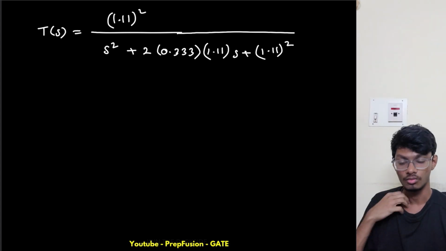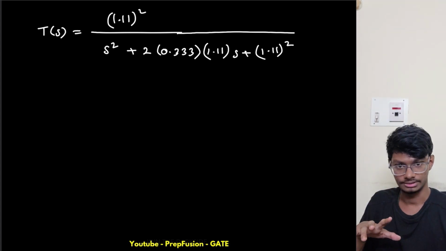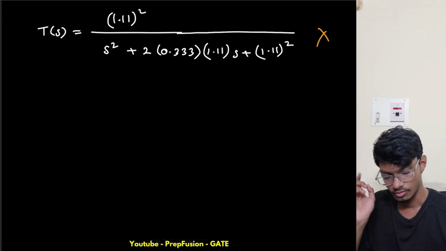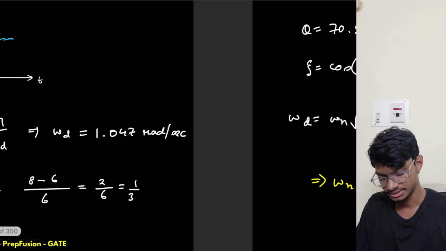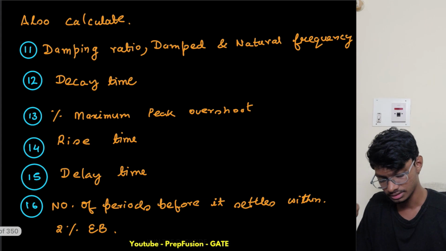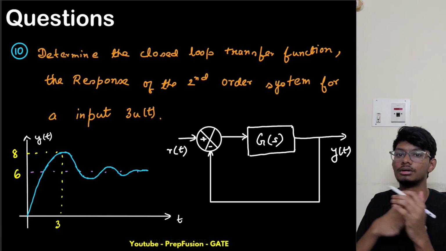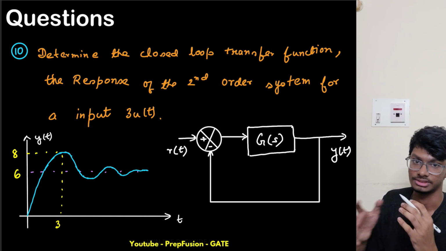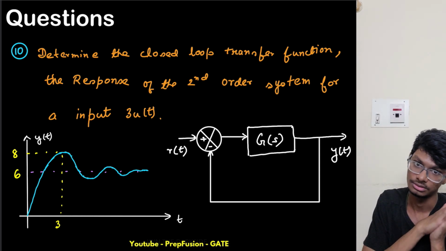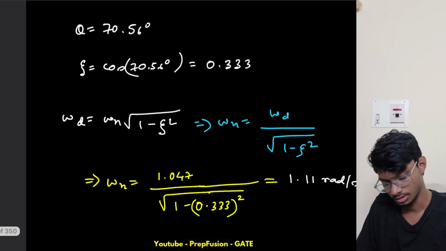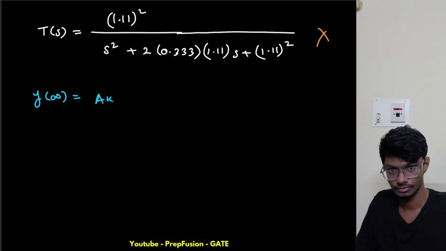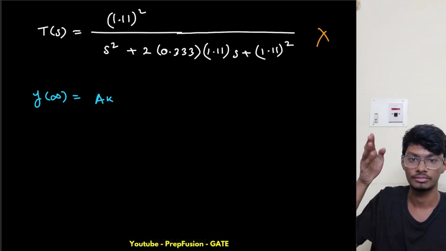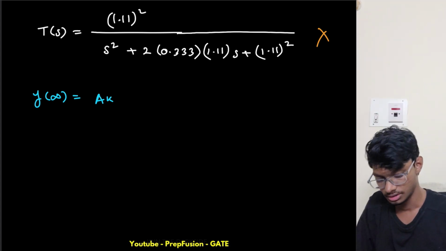Now, is this the correct answer? This is not the correct answer, right? Why? Because I have a DC gain also. I have to find whether my DC gain is 1 or not, because my steady state value is 6 and I am applying a step of amplitude 3, so there must be some DC gain. Else my steady state value would have been 3 only. So what is my y of infinity equal to? I remember that formula, A K into 1 minus e raised to minus zeta omega t, that sine. So it is equal to A K.